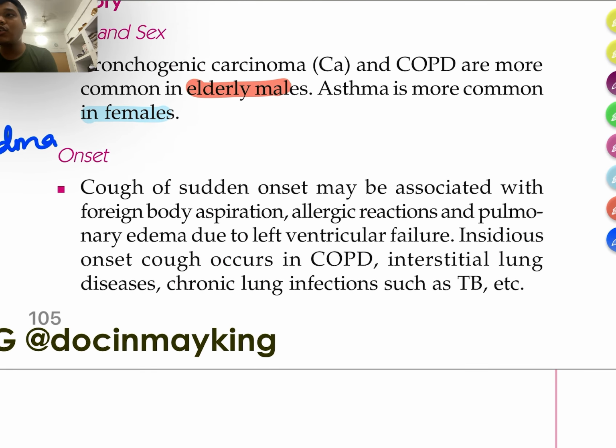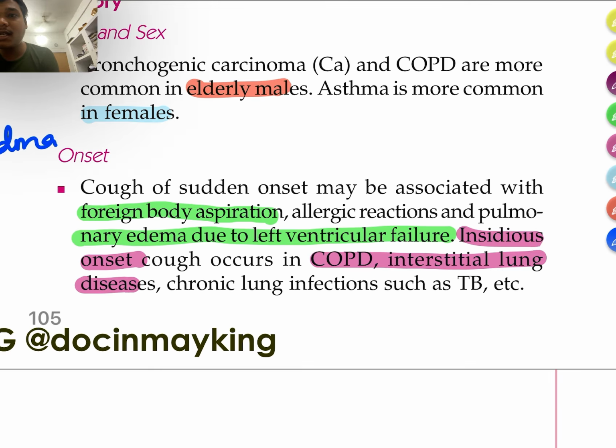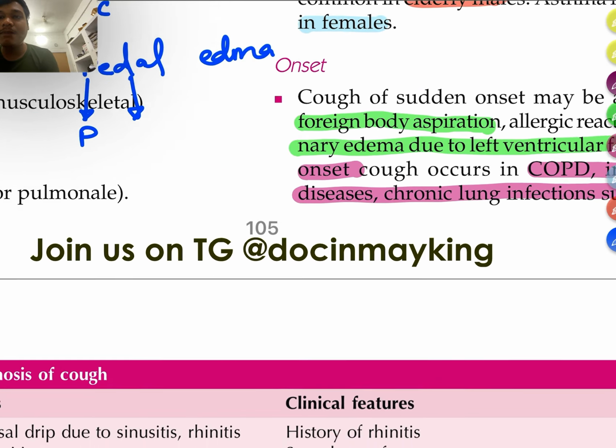Next is the onset. How did it begin? Sudden onset is associated with aspiration of a foreign body, allergic reaction, as well as pulmonary edema due to left ventricular failure. Insidious onset of cough occurs in case of COPD, and that is very important to remember. Insidious onset is also seen in interstitial lung disease, chronic lung disease, and TB.